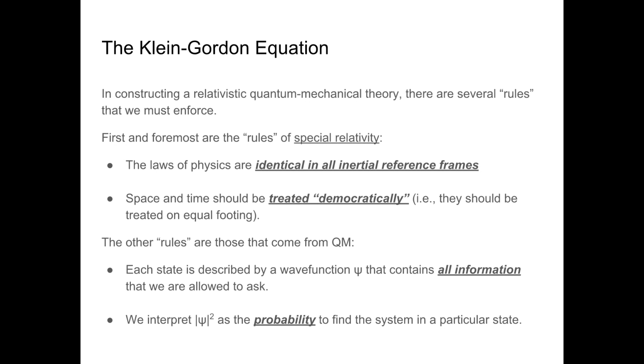We all know that the laws of physics are identical in inertial reference frames, right? So if I have a reference frame that's moving at some constant velocity with respect to another reference frame, the laws of physics have to be the same, right? And another rule, if you will, of special relativity is that you have to treat space and time democratically. What I mean by that is that you have to put them on equal footing, right? That was one of the first things that Einstein did, to put space and time on equal footing. He treated time as almost another dimension, really, right?